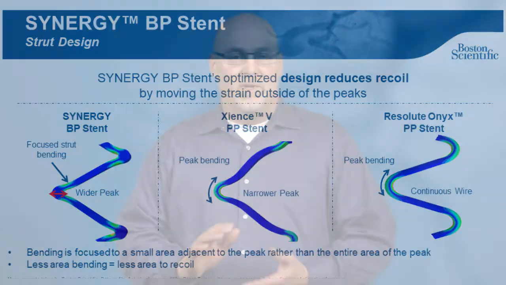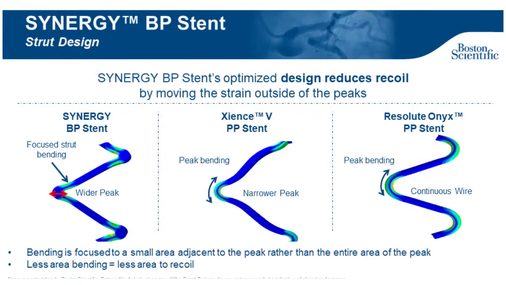So again, why this is important is when you think about a stent opening, again, we're trying to expand the zigzags, and on these slides, anything that's colored light blue or green is the area of the stent that's actually deforming during expansion. So you'll see with both Resolute Onyx and with Zions, we have bending throughout the entire peak when the stent is expanded.